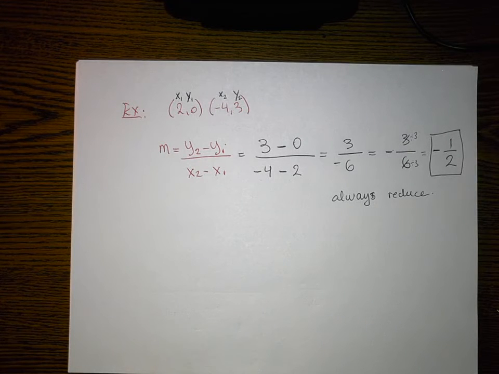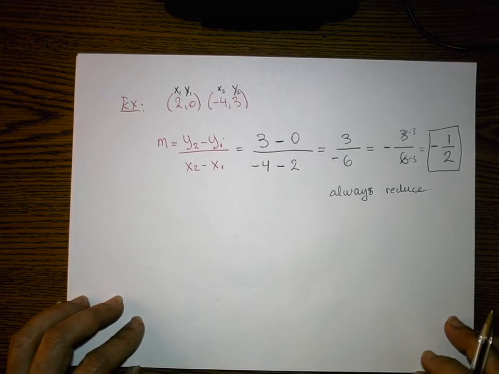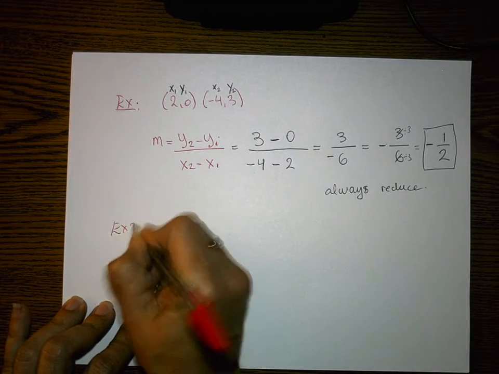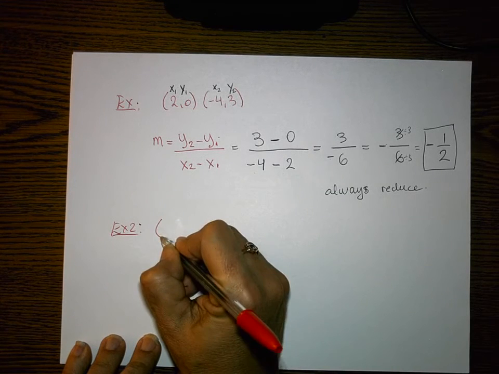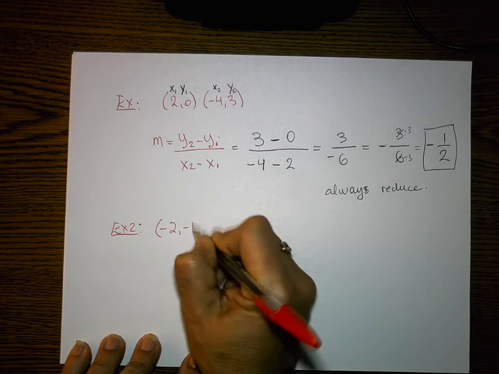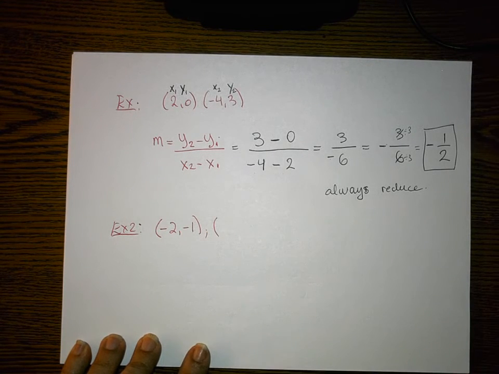Let me give you one more, and I want you to practice. I want you to tell me the answer because I know you guys are super sharp. Okay, another example, number 2 for coordinate pairs. I want to do something with lots of negatives. Let's do negative 2 comma negative 1.